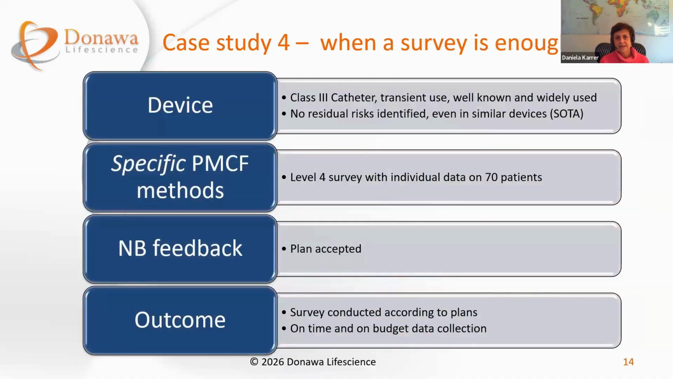As we speak, my last case study is a positive one. It's a class 3 catheter, for transient use. We all know it's well known and widely used. No major residual risk was identified. Even in a similar device, the specific method proposed was a level 4 survey. Data were collected on 70 patients. The plan and the results were accepted, the survey on time, on budget.